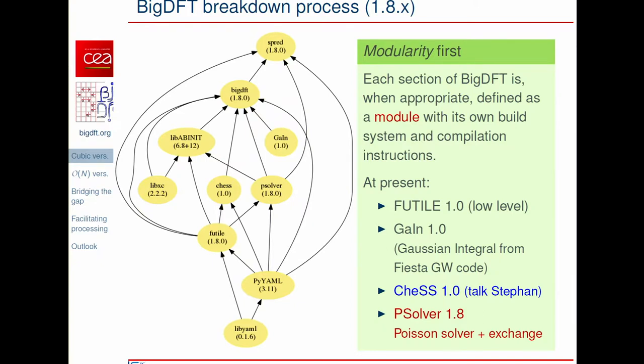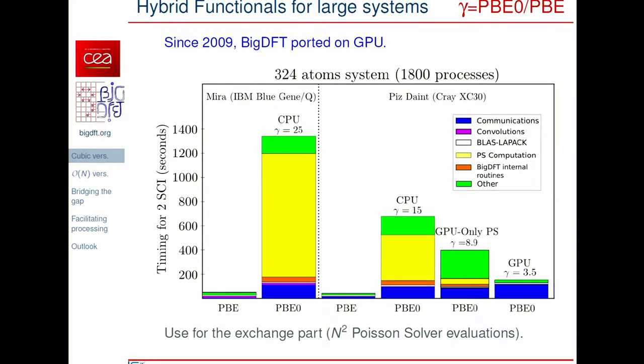And we also have the Poisson solver, which is used in other codes, for instance, Abinit and CP2K, not this version, but another one. We use our Poisson solver to calculate, of course, the Hartree potential and the exchange part. About the exchange part, last year we developed on GPU the calculation of hybrid functionals. When you use an exchange part, you need to evaluate the Poisson solver N squared times, if N is the number of atoms. If you compare on a Blue Gene machine, you can see that the ratio between PBE and PBE0 on the same atomic system is 25 in our case.